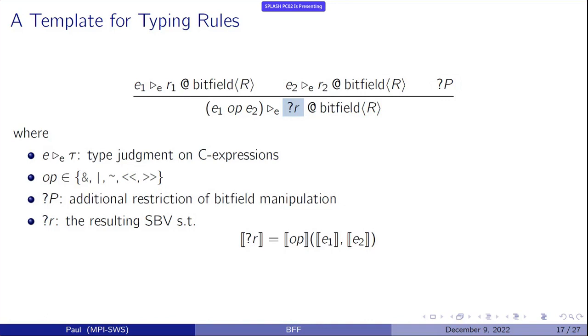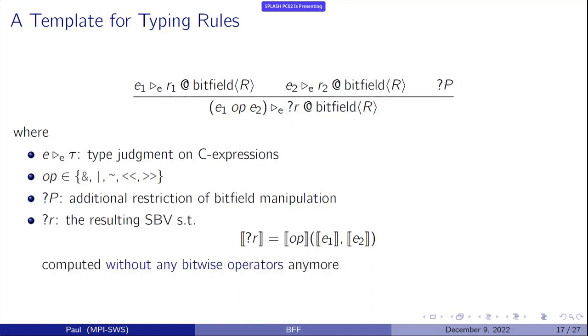Another important thing here is that, since we know the structure of the bit vectors, in computing this resulting SBV we don't want to introduce any more bitwise operations. We want to achieve a kind of computation that can get rid of the bitwise operation altogether, so that we can have a rather simple reasoning technique. Now, in the next couple of minutes, I'll show you some instantiations of these typing rules, and they represent two different kinds of bitfield manipulation.